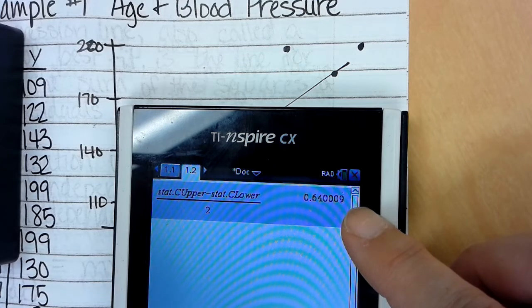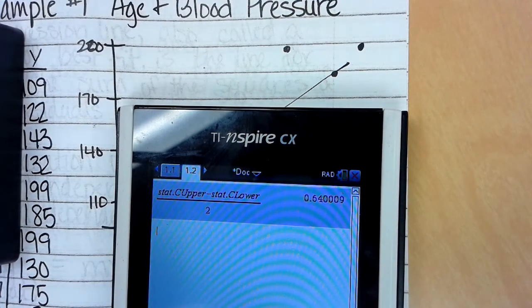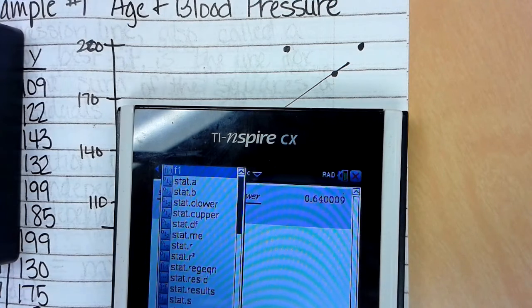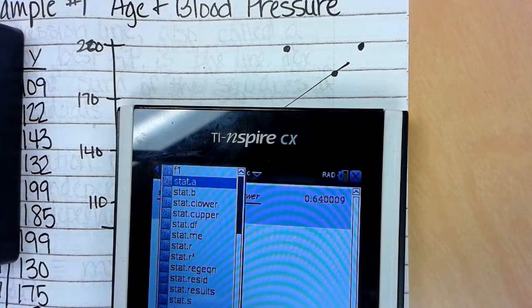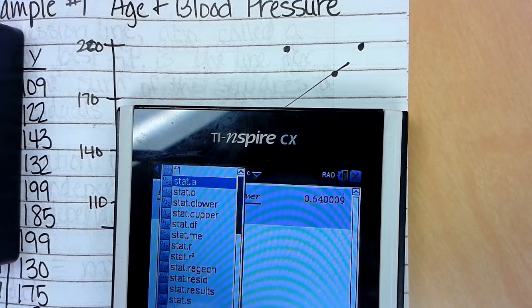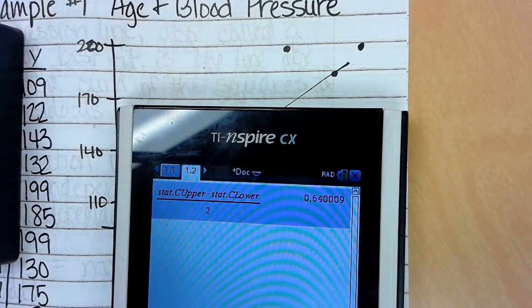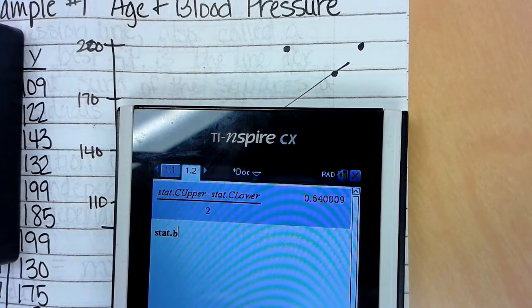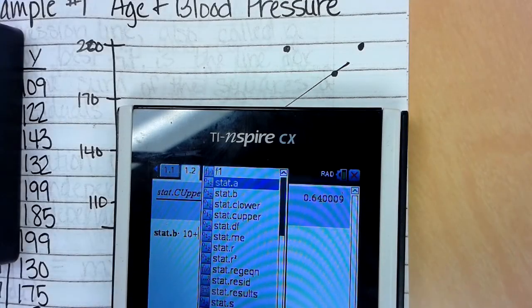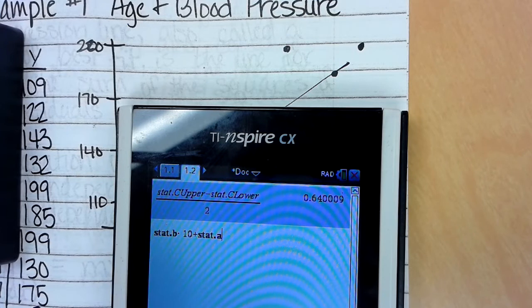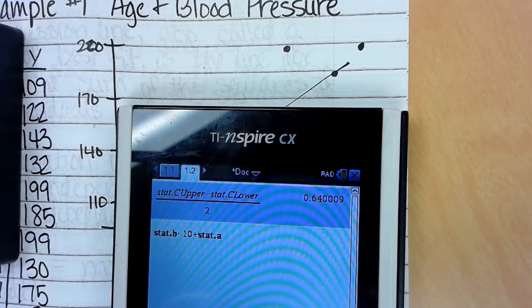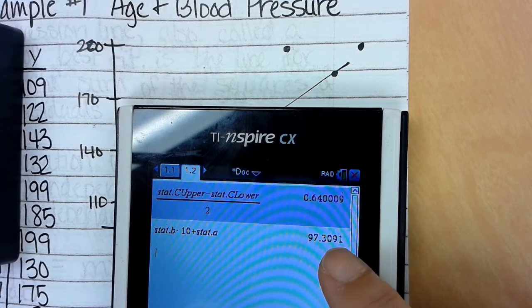All right, so every time we put in any Y or any X value into our regression equation, say we were putting in 10 just to give a number, remember A is the y-intercept, B is the slope in this case, so we're going to put B times 10 plus A, which is backwards from what we're normally doing. I realize that. It's just the way that this particular version does it. And then we get 97.309.